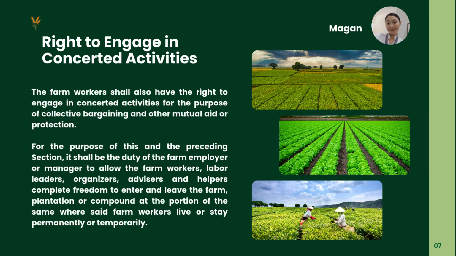One of the examples of right to engage in concerted activities is the farm workers at a large plantation. Through their newly formed organization, they decided to hold a peaceful rally during their off hours to protest poor working conditions and demand higher pay. They also invite a labor organizer and legal advisor to speak with them. Under the law, the farm employer must allow the workers, the labor leaders, and advisors to enter and leave the farm compound where the workers live without interference.